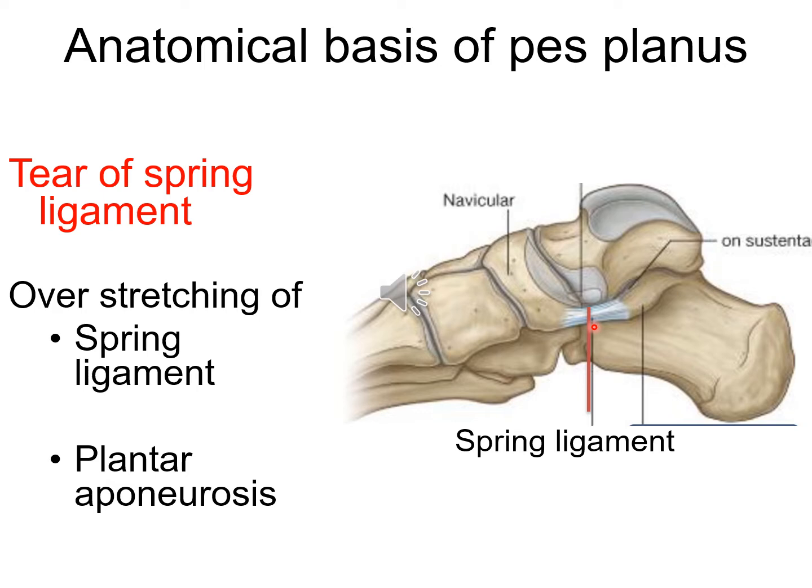And you all know that the spring ligament has got a great effect on the medial longitudinal arch because it supports the head of talus, which maintains the summit of the medial longitudinal arch, and it even maintains the talonavicular joint.